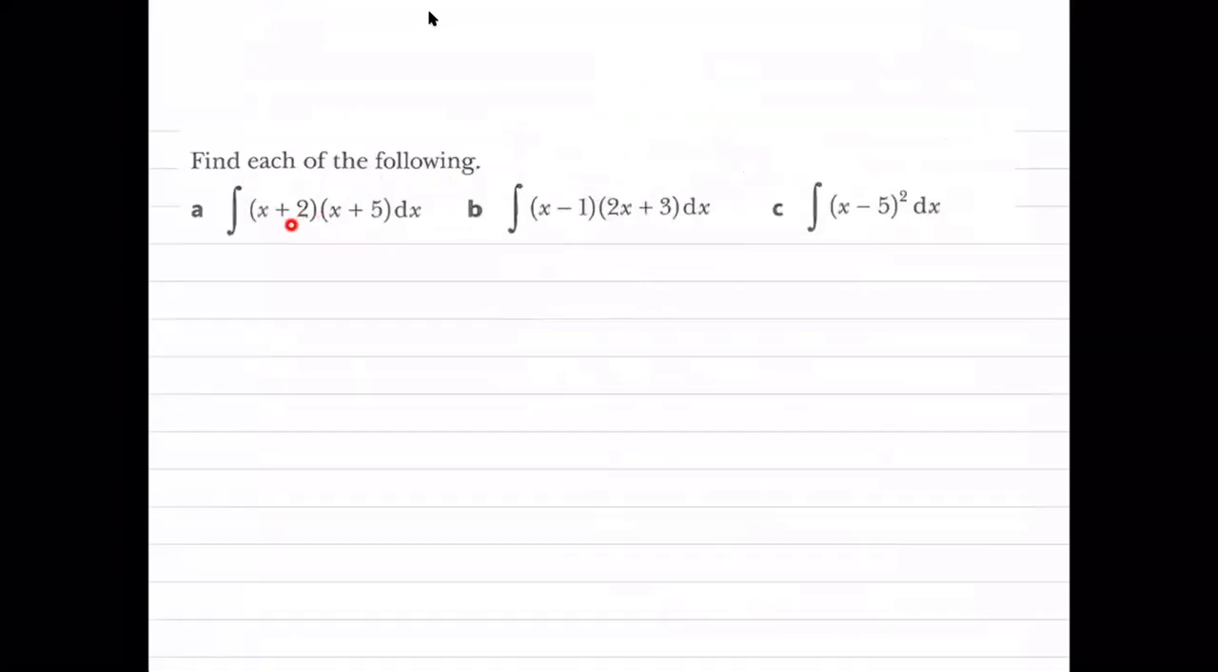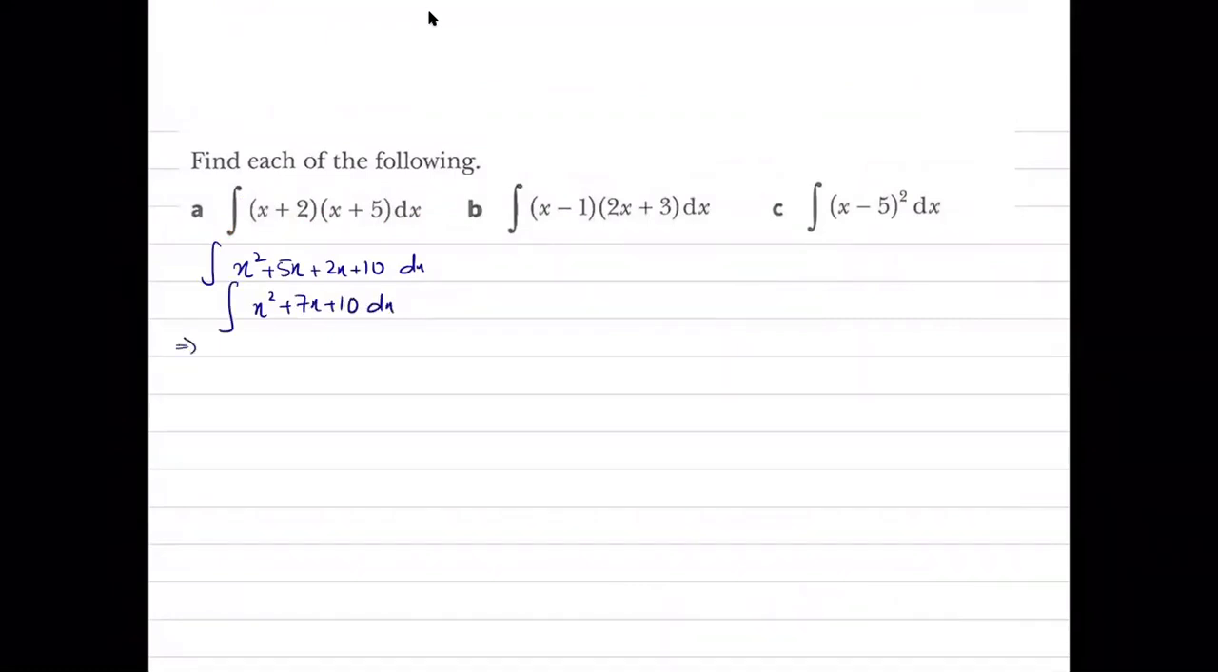Find each of the following: integration of (x plus 2) times (x plus 5) dx. Now, the two expressions are being multiplied, so before integrating, you must multiply them to get a simplified expression. If you multiply x with x plus 5, you get x squared plus 5x. Plus 2 times x plus 5 is 2x plus 10, which is x squared plus 7x plus 10.